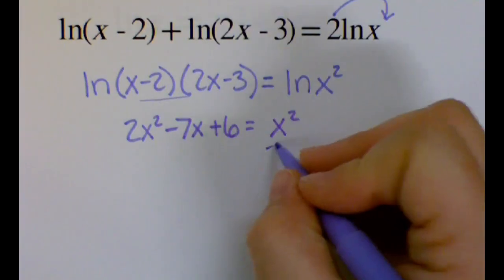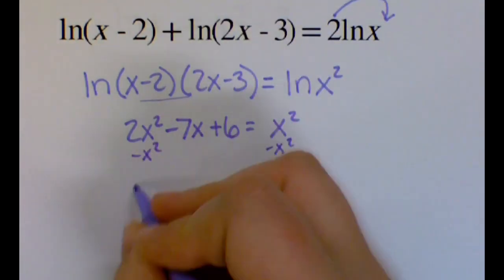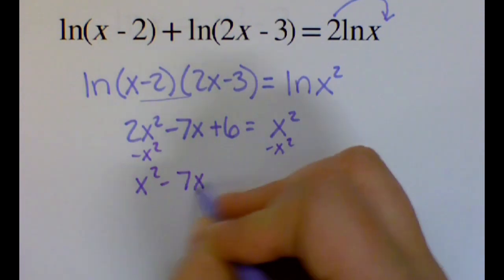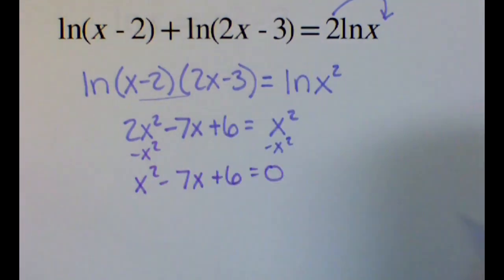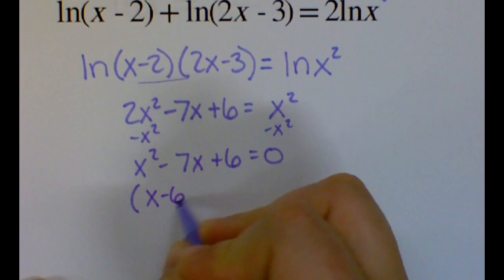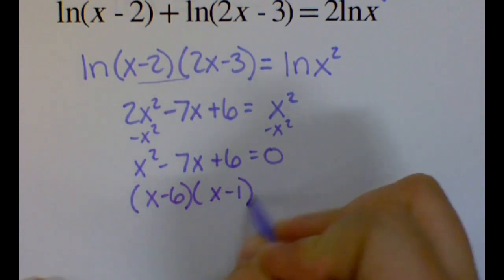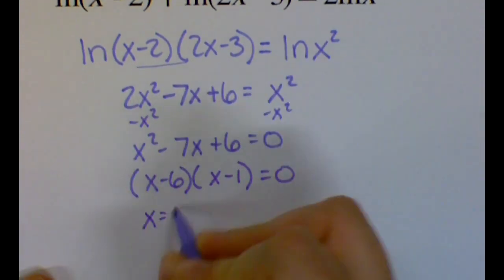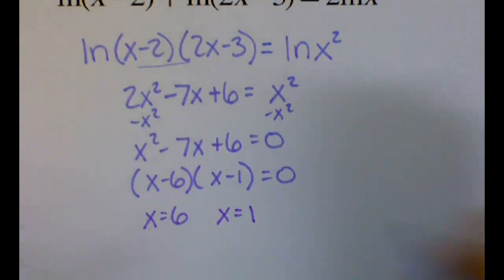It's a quadratic. Get it equal to 0. So we have x squared minus 7x plus 6 equals 0. Factoring gives me x minus 6 times x minus 1. So my solutions are x equals 6 and x equals 1.